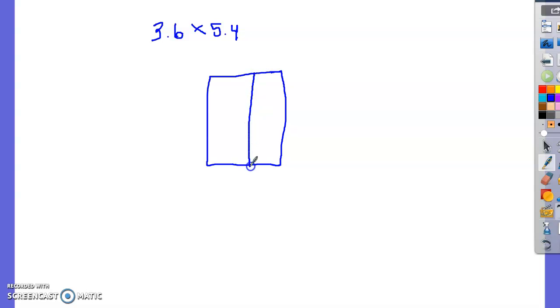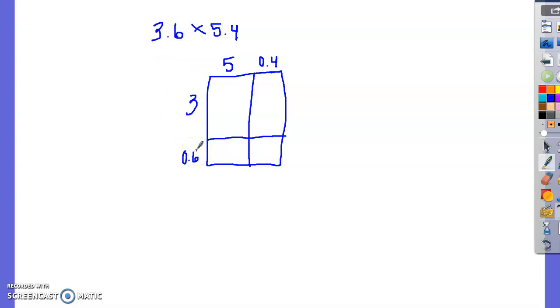So we're going to split them into 4 sections. We're going to start by writing our 5 and our 0.4 at the top, because if we added these two together, it would be 5.4. And then we have our 3 and our 0.6 down the side. That would be our 3.6.